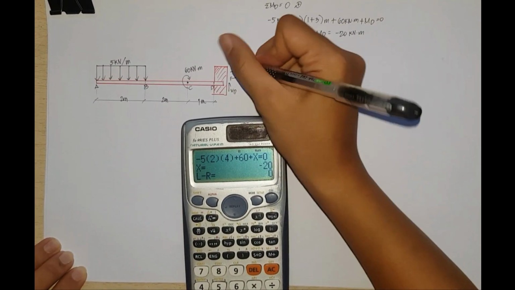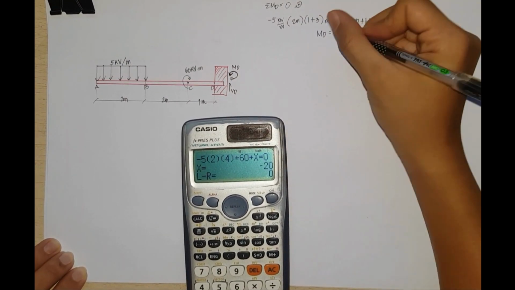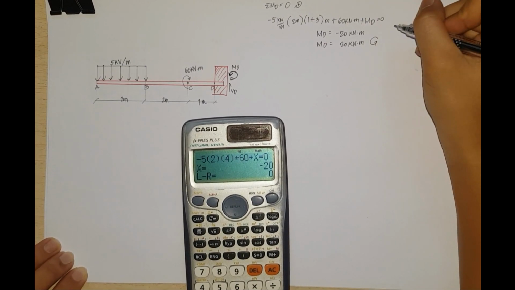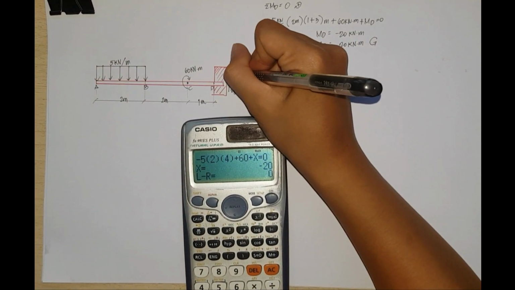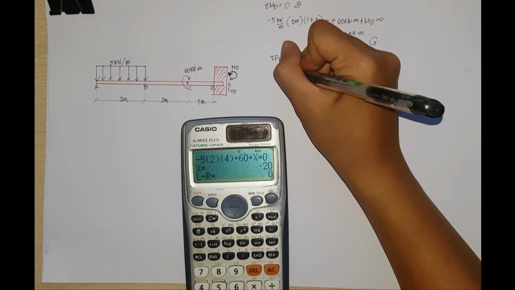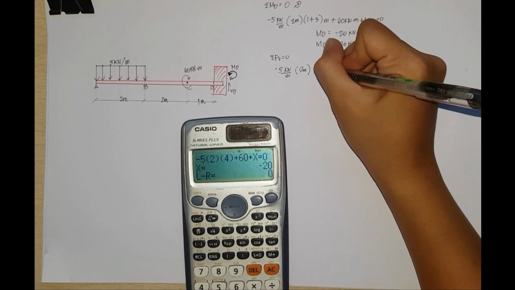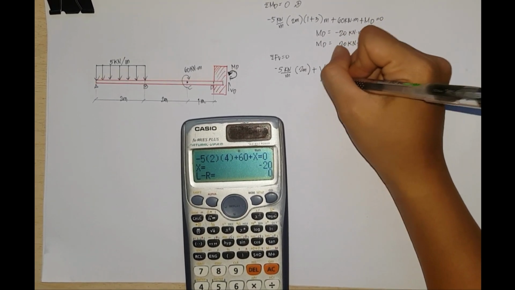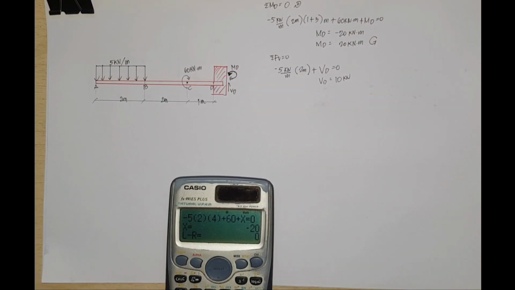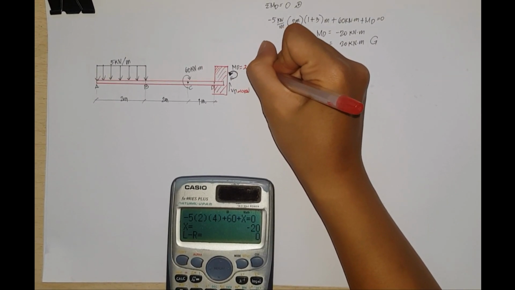So, our assumption is wrong. So, I will just reverse it. It must be counterclockwise. So, the moment at D is equal to 20 kilonewton meter in the counterclockwise direction. And then, taking the summation of vertical forces equal to 0, we have negative 5 kilonewton per meter multiplied by 2 meters plus the vertical force at D is equal to 0. Therefore, it is equal to 10 kilonewton. So this is 10 kilonewton, and this is 20 kilonewton meter.